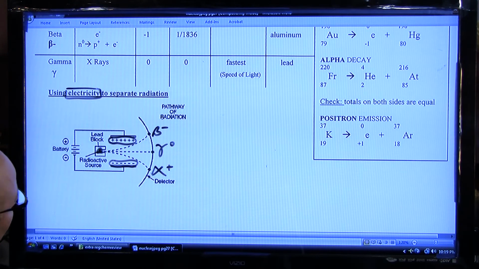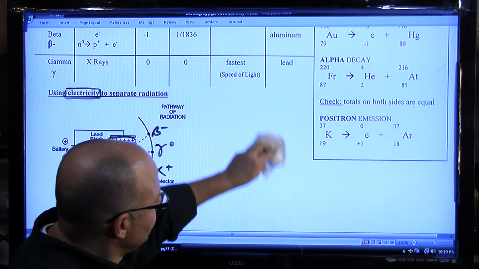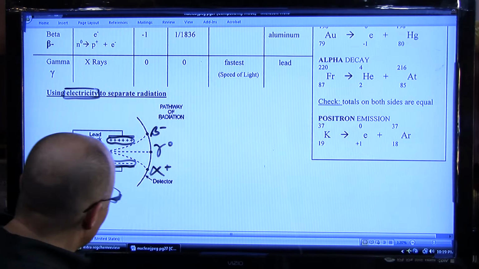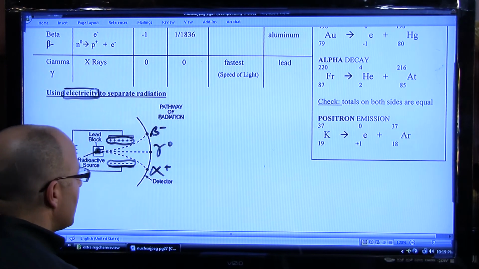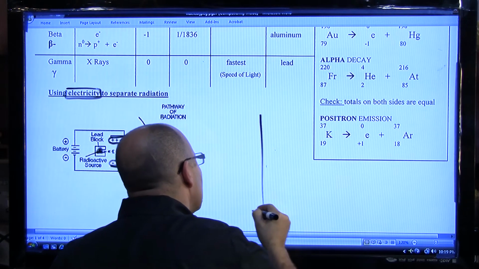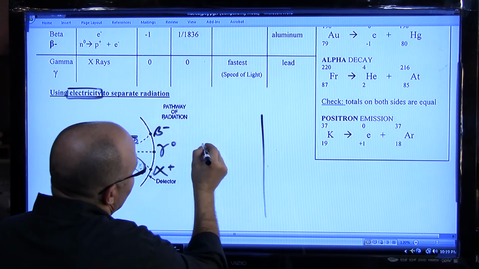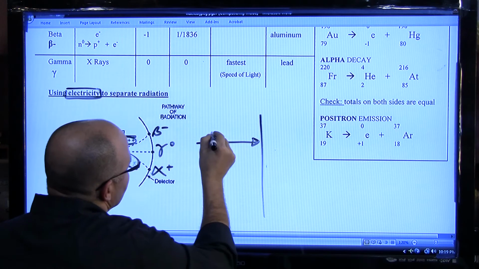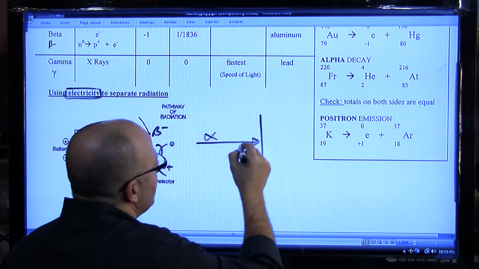Now, if you wanted to separate them another way, you could separate them based on the fact that they have different degrees of penetration. So maybe a diagram here will help you with that. The alpha rays would be stopped by a piece of paper.